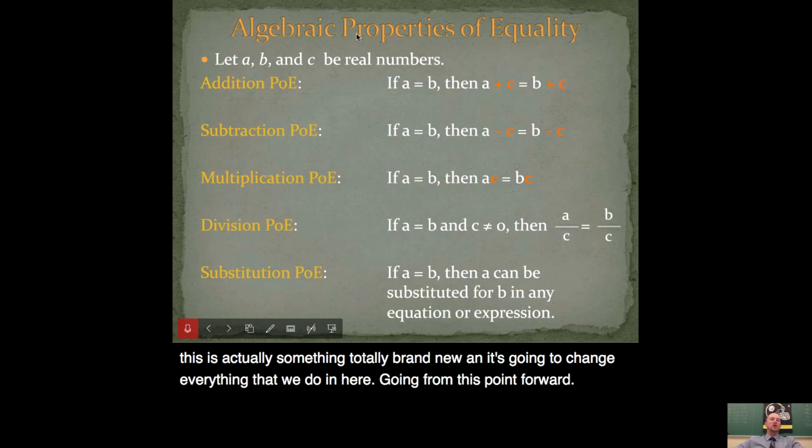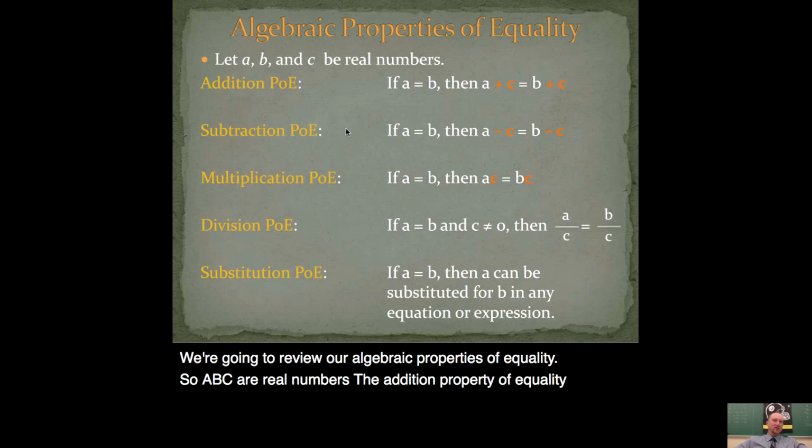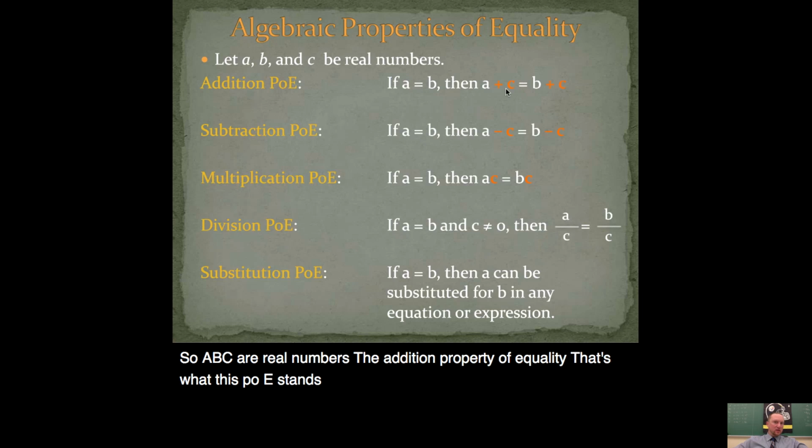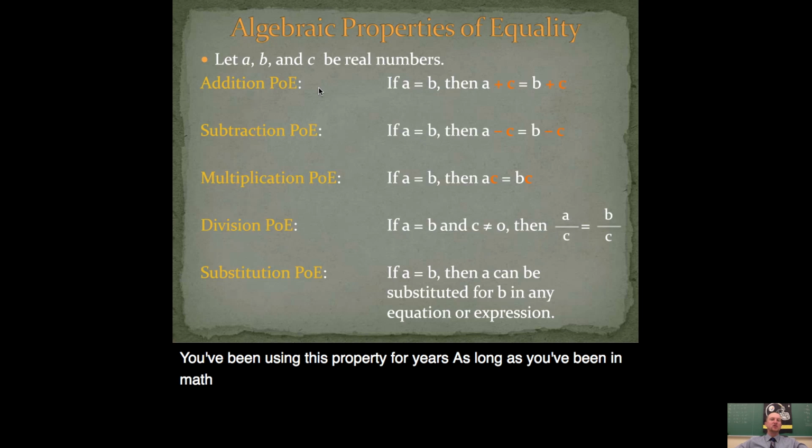We're going to review our algebraic properties of equality. So A, B, and C are real numbers. The addition property of equality, that's what this POE stands for, says that if you add something to one side of an equation, you must add the same thing to the other side to keep it balanced. You've been using this property for years. As long as you've been in math in middle school and high school, you've been using this property.